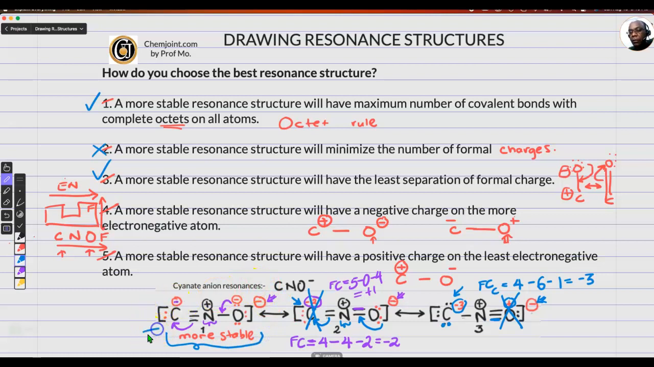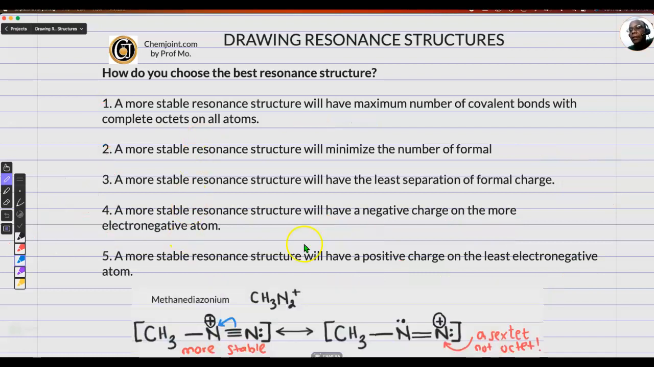A is the most possible way the cyanate ion will exist. That will be the resonance structure. And that's how, most likely, the cyanate anion will naturally exist based on these rules. Let us use the same rules to judge the resonances of the methane diazonium cation.